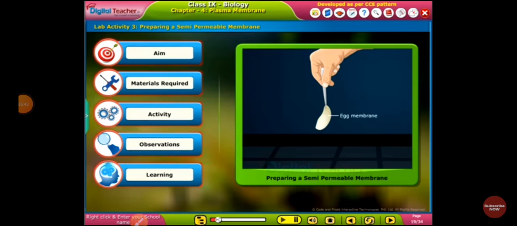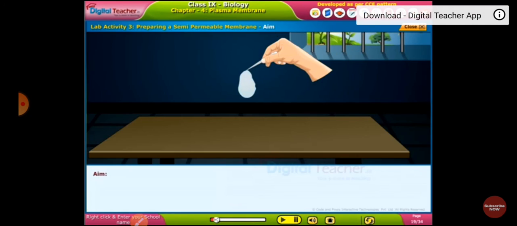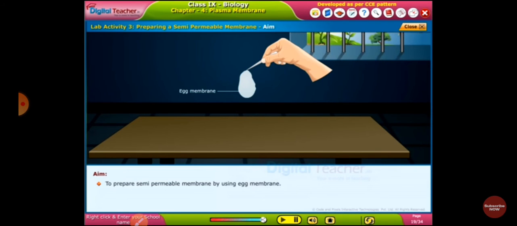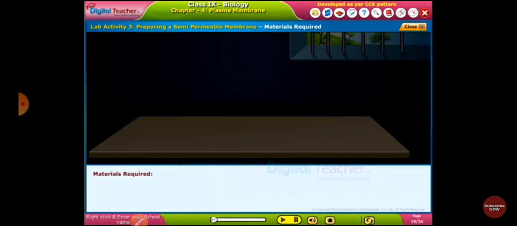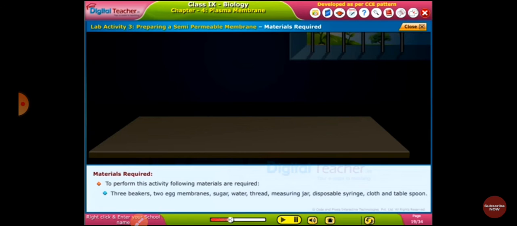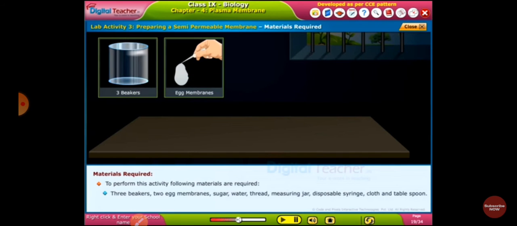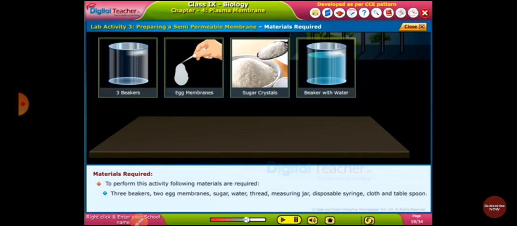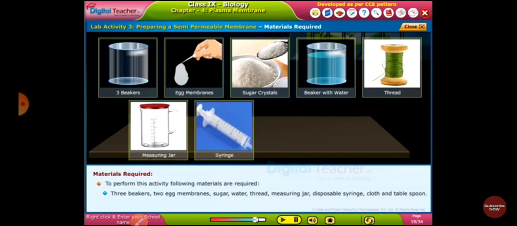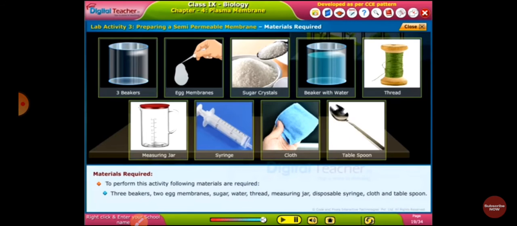Here, let us perform an activity to study preparing a semi-permeable membrane by using egg membrane. Click each tab to know more. To perform this activity, the following materials are required: 3 beakers, 2 egg membranes, sugar, water, thread, measuring jar, disposable syringe, cloth and tablespoon.